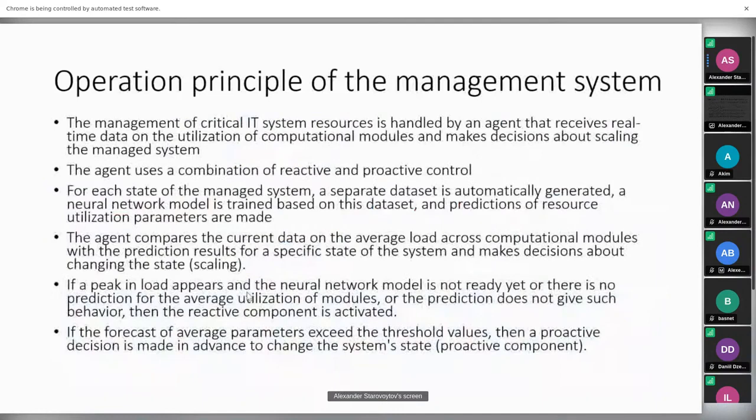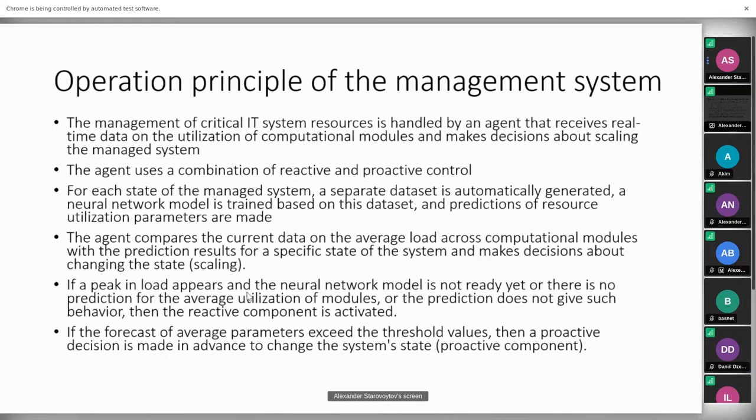Now let's talk about the operating principle of our management system. The management of critical IT service resources is handled by an agent that receives real-time data on the utilization of computational models and makes decisions about scaling the management system. The agent uses a combination of reactive and proactive control. For each state of the management system, a separate data set is automatically generated. A neural network model is trained based on this data set, and predictions of resource utilization parameters are made.